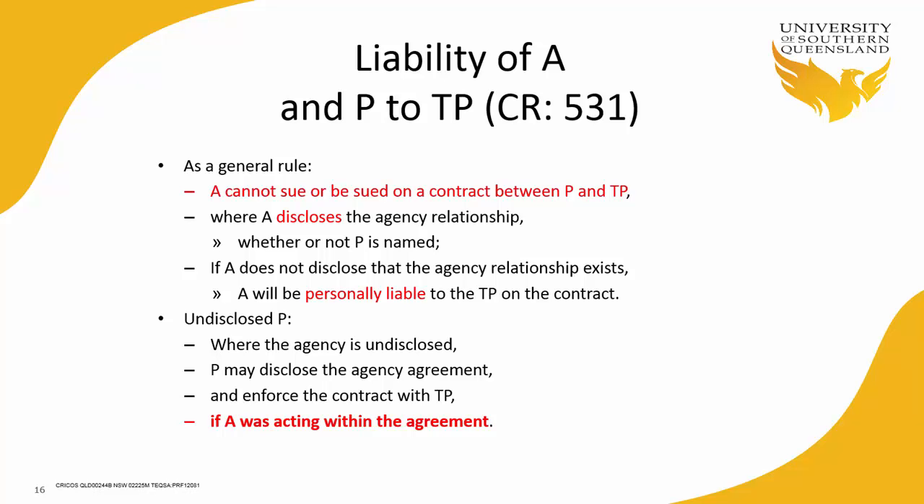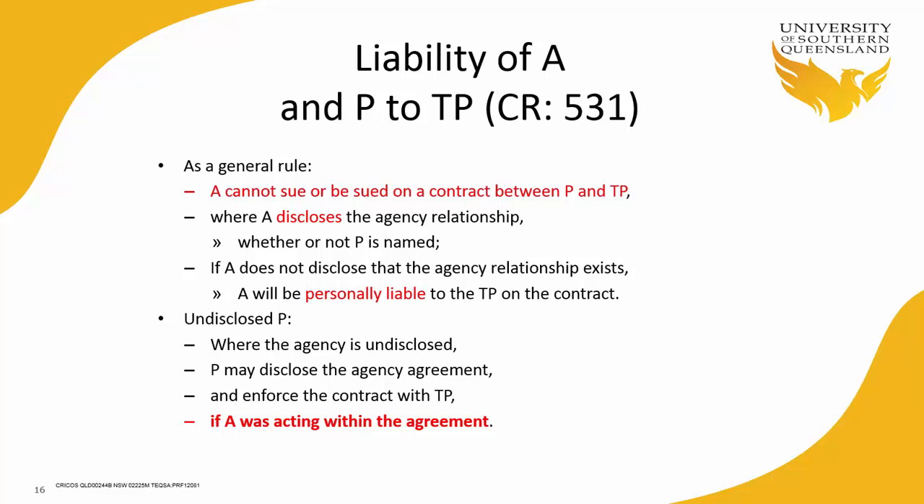if the agent discloses that there's a principal, so I come to deal with you, I want to sell you my pen, or I want to sell you a pen for $10, and now I'm telling you this pen is not my pen. I'm selling it for my boss, or I'm selling it for someone else. So I'm telling you that I'm selling this as an agent. I'm selling it for someone else.